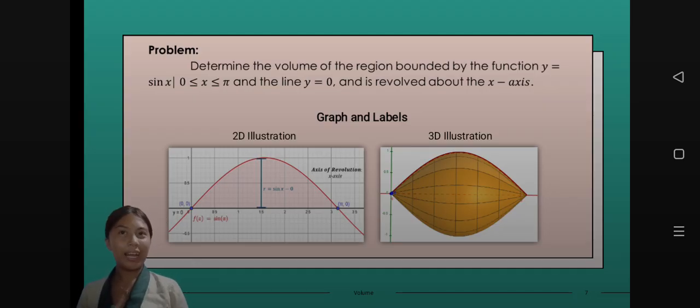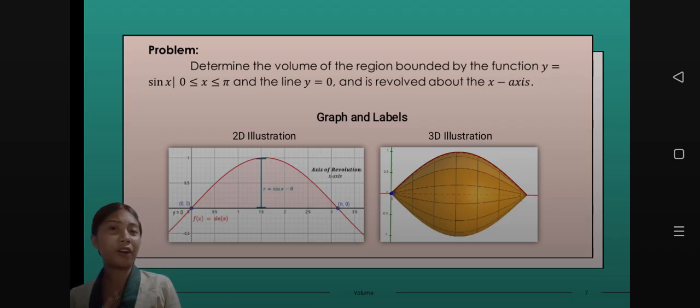Using the shell method, let's have another illustration since we are using a different formula. Looking at the 2D illustration, we still have the same graph that we had earlier. The axis of revolution is still the x-axis. We just have some additional information. We will find its radius and width. The radius is equal to y minus 0, which is still y.